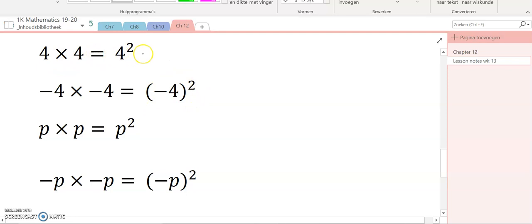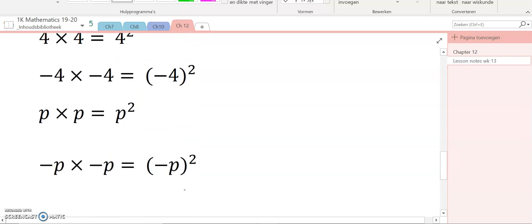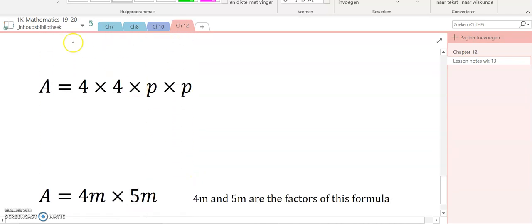If we can do that with numbers, we can also do it with variables. So p times p is p squared. And in the same way, negative p times negative p is negative p squared between brackets. Okay, and we can use this information to shorten formulas again.